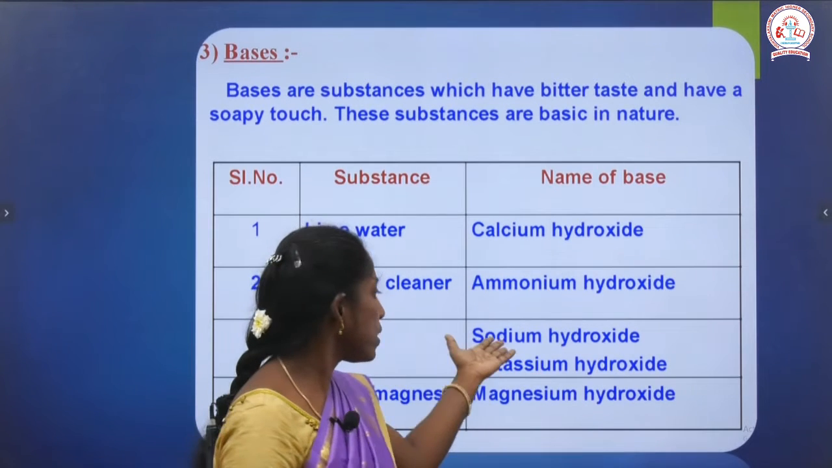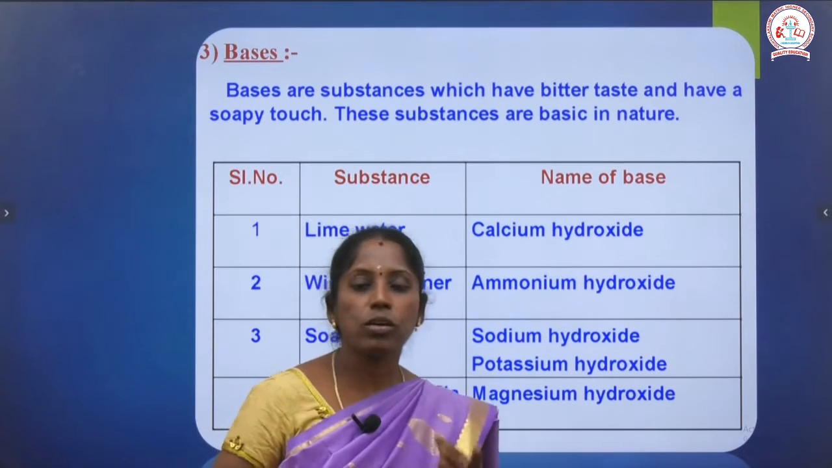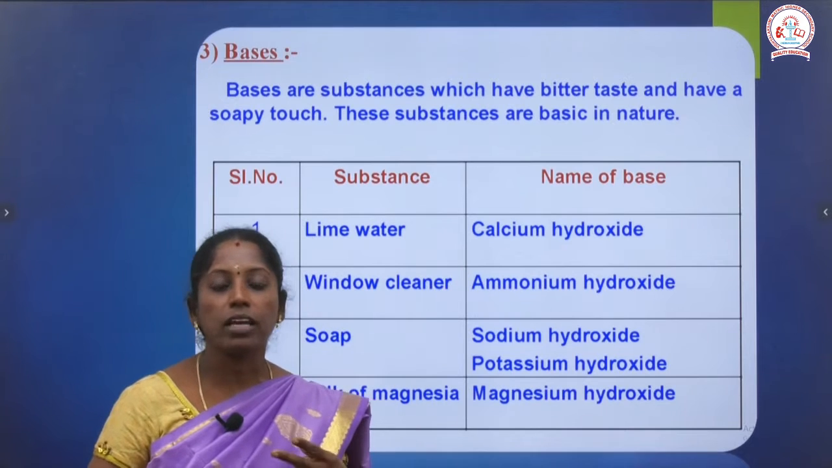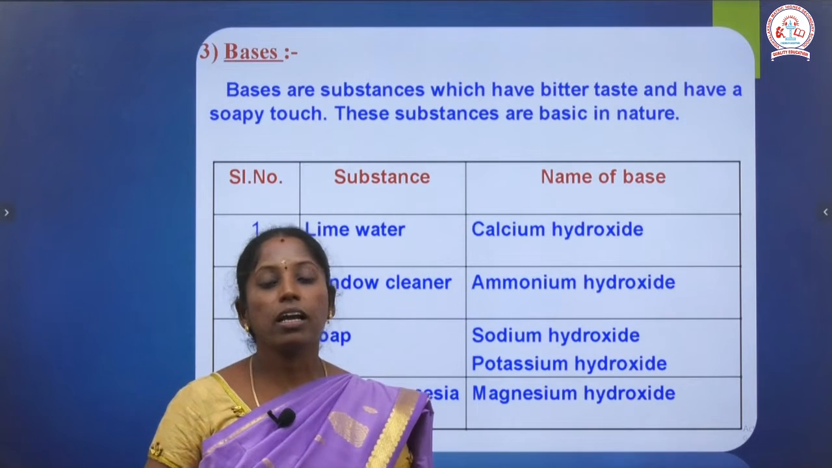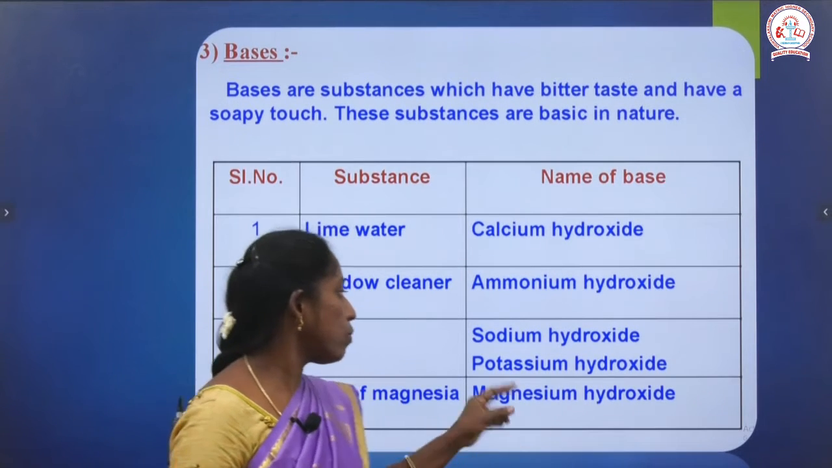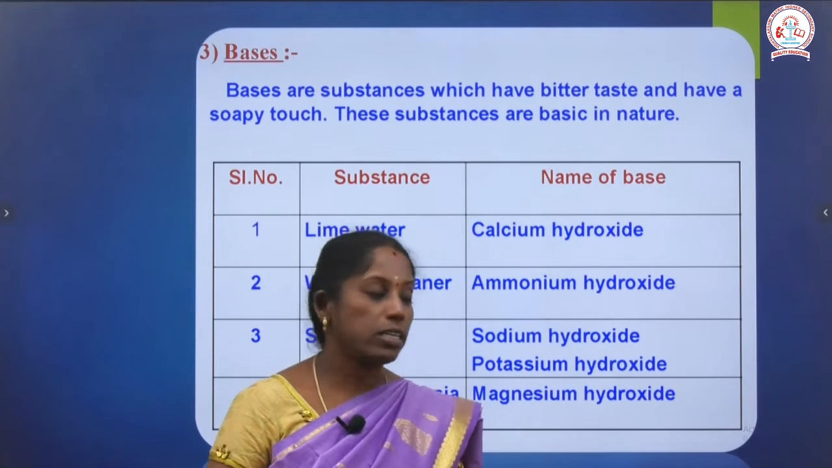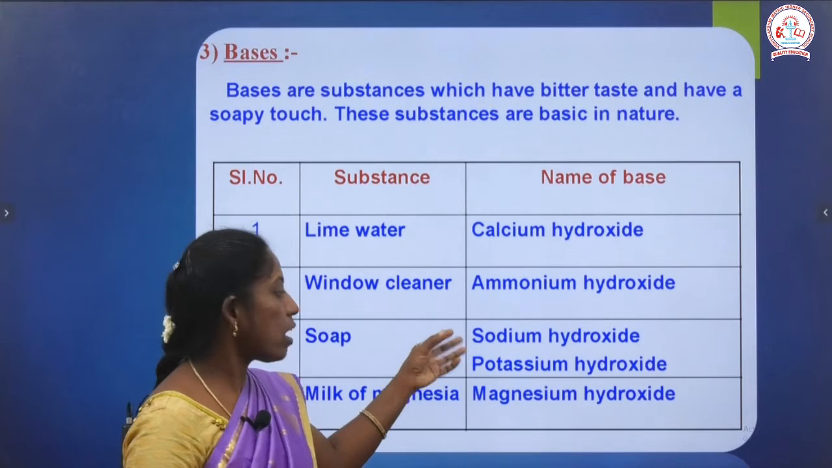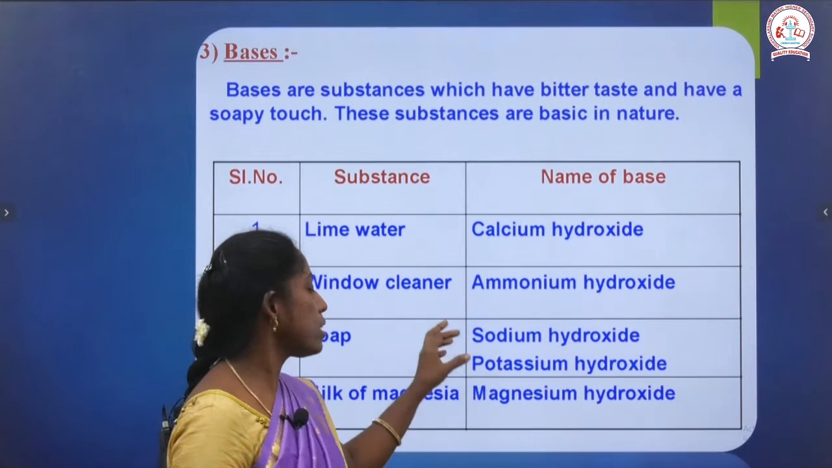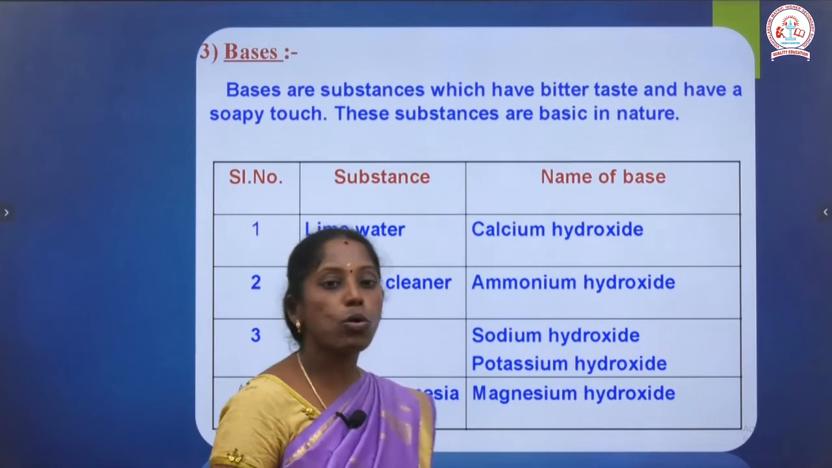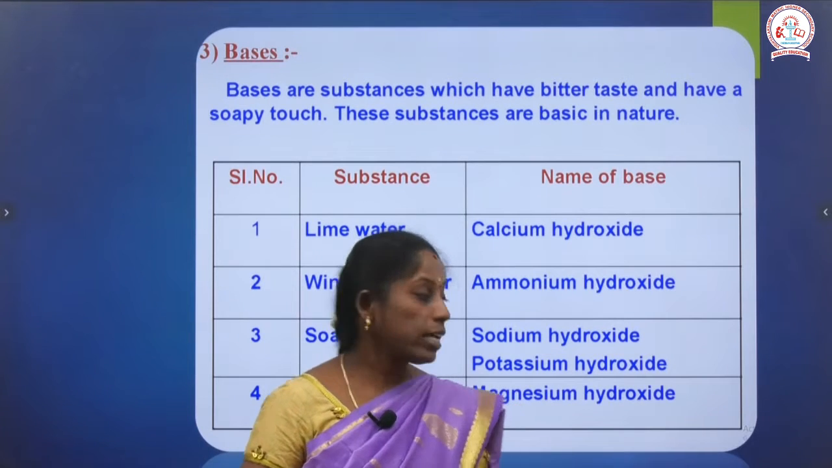Why are two bases given in soap? We know that we use two kinds of soap. One we use for bath, another we use for washing clothes. For bath soap, what is the base? Potassium hydroxide is in the soap. Then for washing clothes we use Rin, Surf Excel, that all contain what base? Sodium hydroxide.